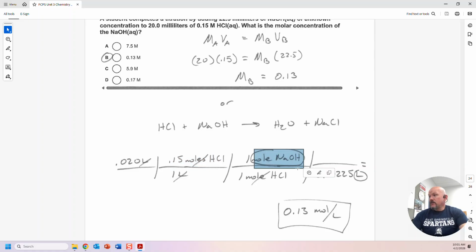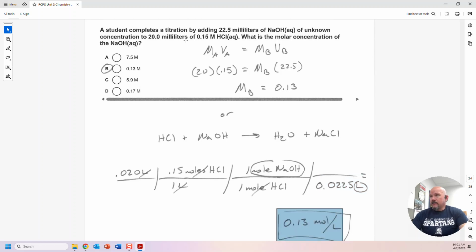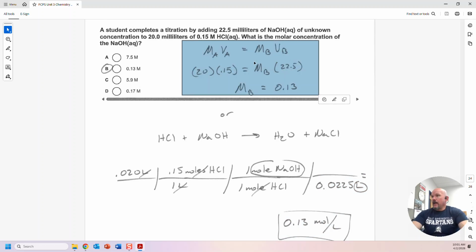And then to turn moles into a molarity, we got to divide by the volume in liters. And the volume in liters of our NaOH solution was 0.0225 liters, right? 22.5 milliliters is 0.0225 liters. So moles divided by liters is molarity, and we get the same answer. Again, I would just do it this way. If you remember that, maybe write that equation, MAVA equals MBVB, on your formula sheet. Remember, the dilution equation is very similar: M1V1 equals M2V2, right? So it's a very similar equation.